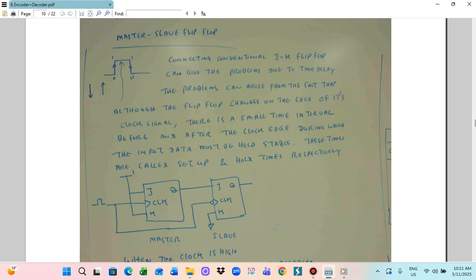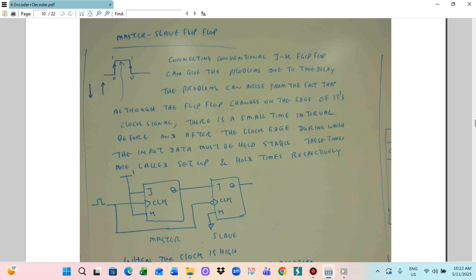The master-slave flip-flop can also provide a setup time. Setup time means setting the 0 or 1 saturation at the setting time, and before changing the state, sometimes we need to hold constant data. This is why we provide the master-slave flip-flop. The master-slave flip-flop means that there are two JK flip-flops. One works as a master, and another one works as a slave.